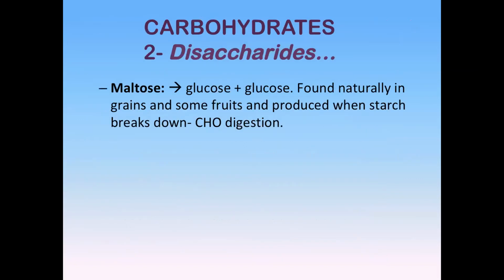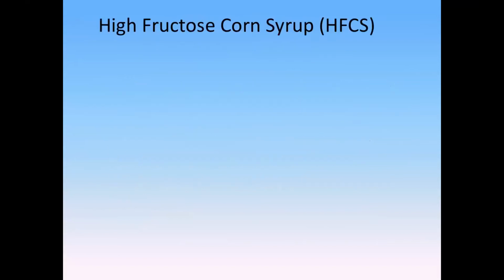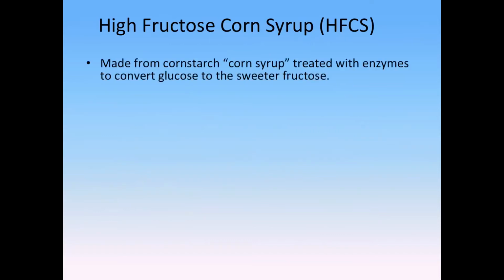Now, the second disaccharide is maltose. We spoke about this, and also sucrose and lactose. Yes, now we left off at high fructose corn syrup. It's made from cornstarch, corn syrup. We know corn is starch, right? And starch is a complex carbohydrate, so it's made mainly from glucose. So the glucose in the cornstarch is treated with enzymes to convert the glucose to the sweeter fructose.